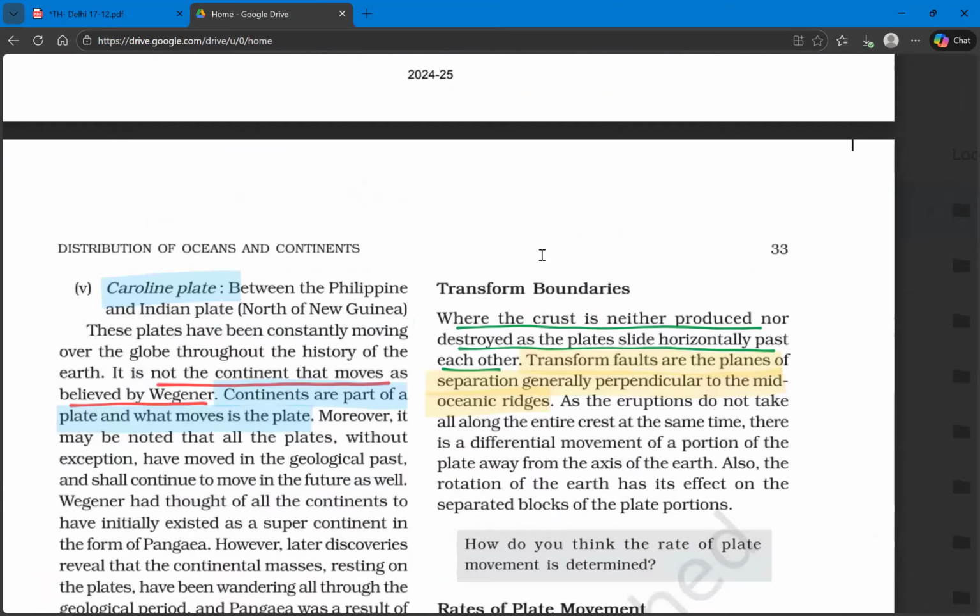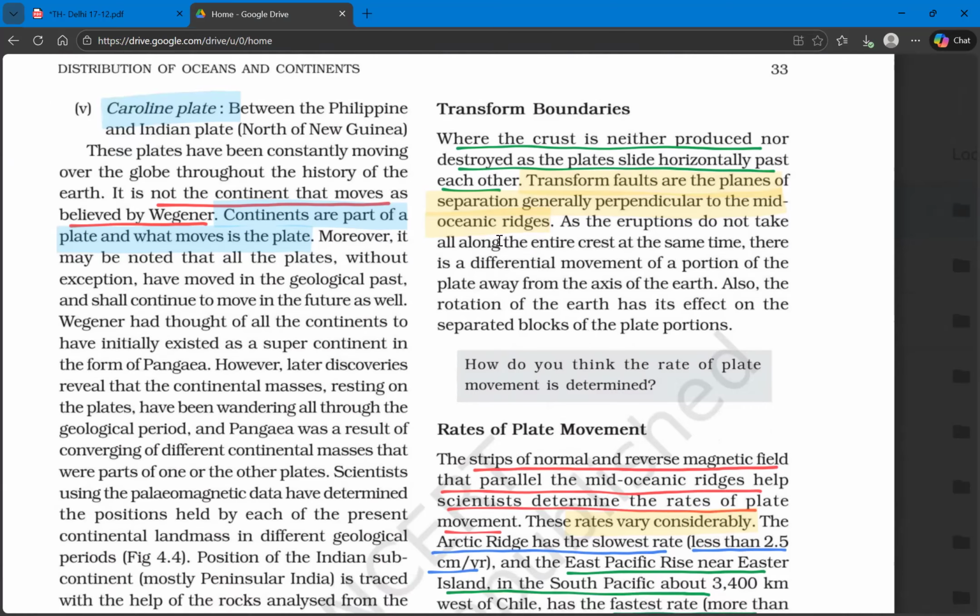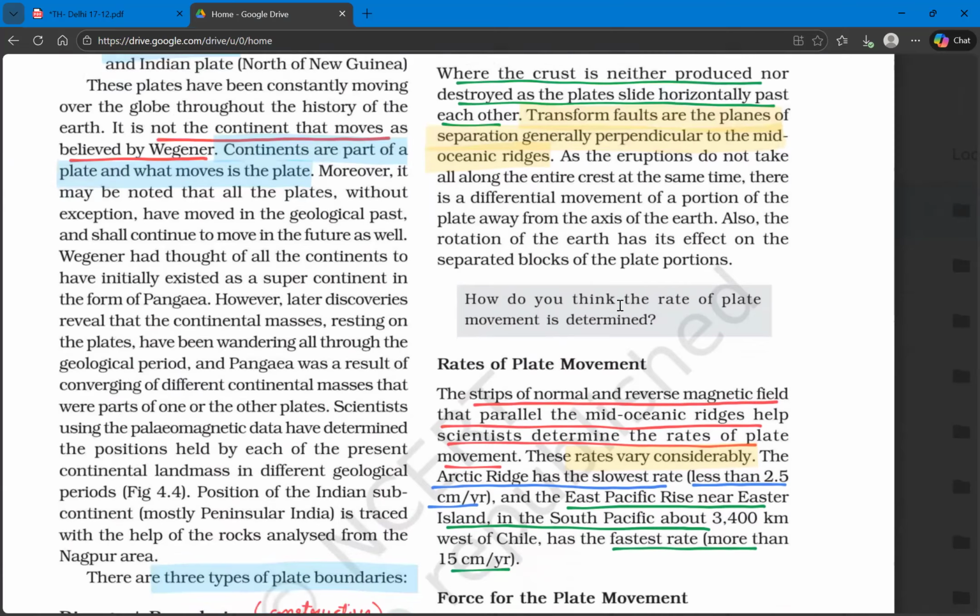And the next one is transform boundaries. Along the transform boundaries the crust is neither produced nor destroyed as the plates slide horizontally past each other. Transform faults are at the planes of separation generally perpendicular to the mid-oceanic ridges. As the eruptions do not take place all along the entire crust at the same time, there is a differential movement of a portion of the plate away from the axis of Earth. Also, the rotation of the Earth has its effect on the separated blocks of the plate portions.